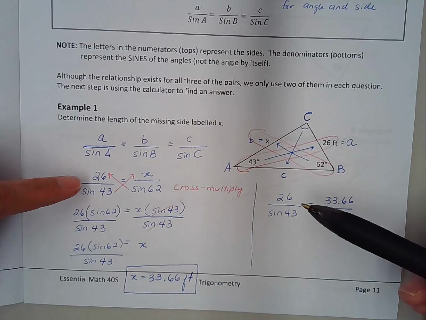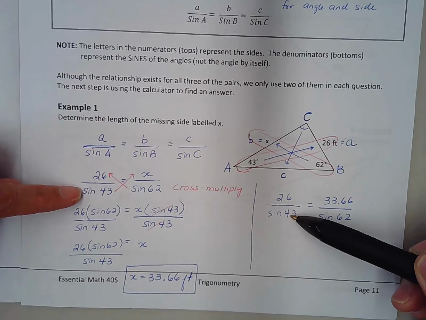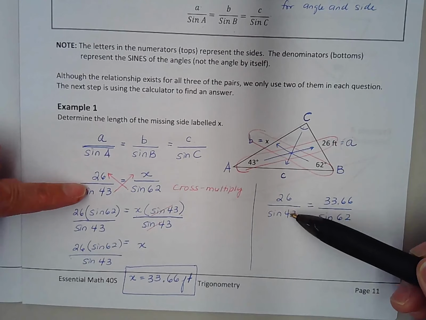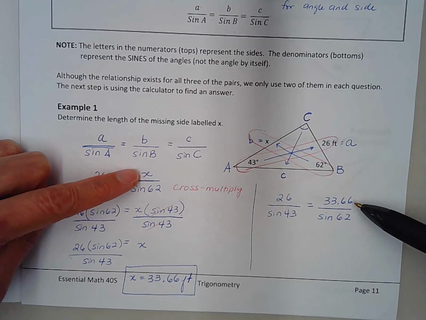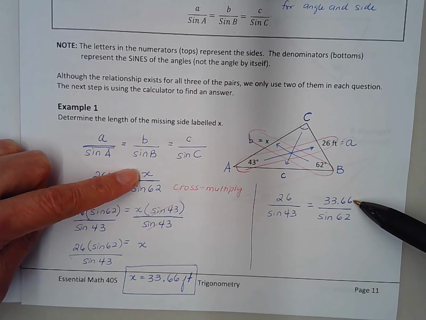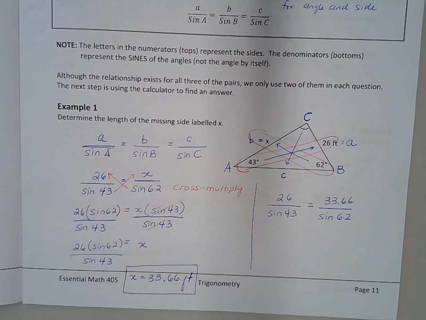So I wrote down 26 divided by sine of 43. That's the same thing. It equals x, which I already replaced by 33.66 divided by sine of 62. So there's one quick way to check if your answer is reasonable.